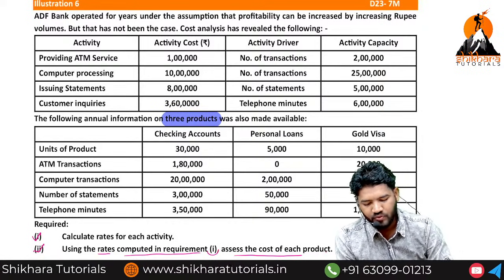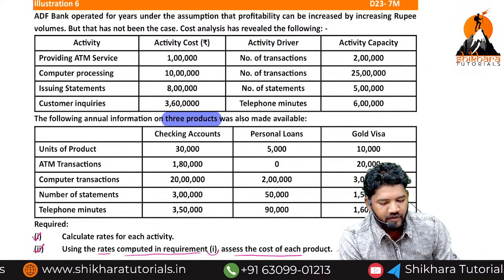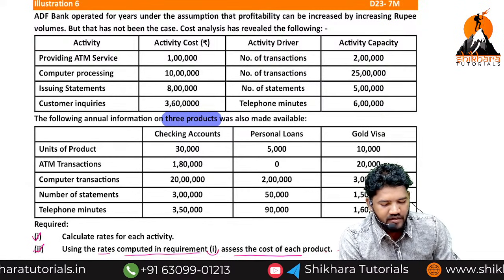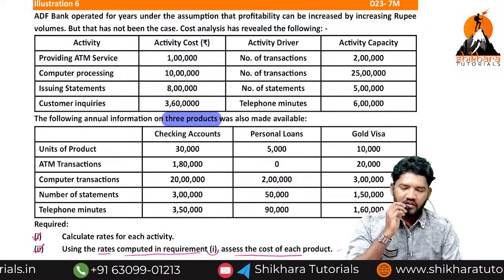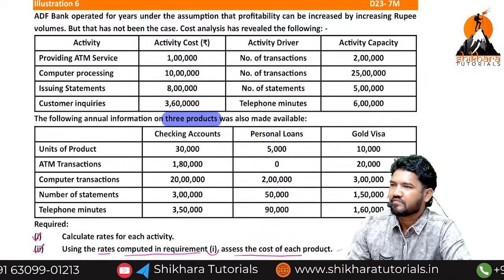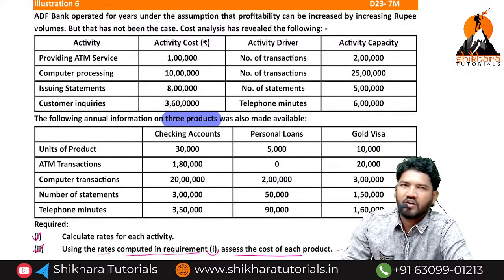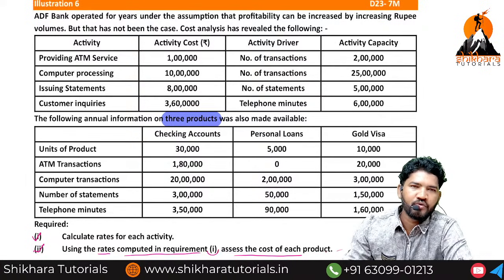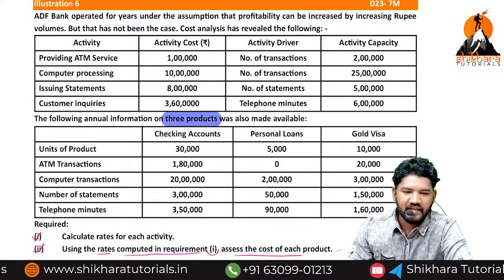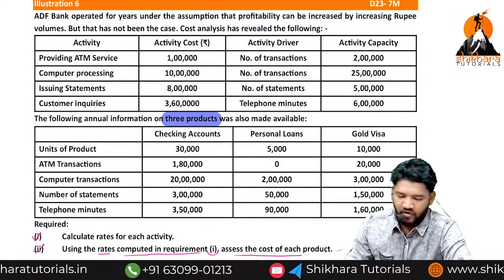Now come to the question. ADF bank operated for years under the assumption that profitability can be increased by increasing rupee volumes, but that not being the case, cost analysis has revealed the following. Generally, one of the managers says our profitability will be increased because of inflation. But as a cost accountant or management person, he said that it is not due to inflation of the rupee, it is due to cost only that profitability is impacted. For that purpose, they are asking for overhead cost per unit calculation with the help of ABC. Clear? Okay, then fine.